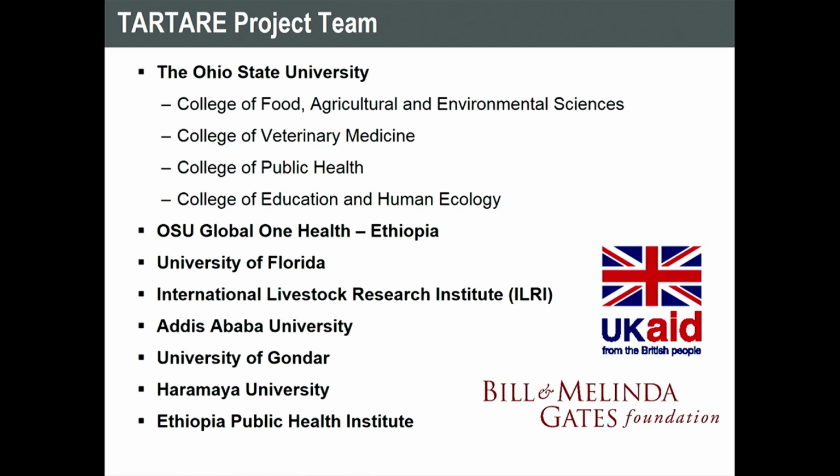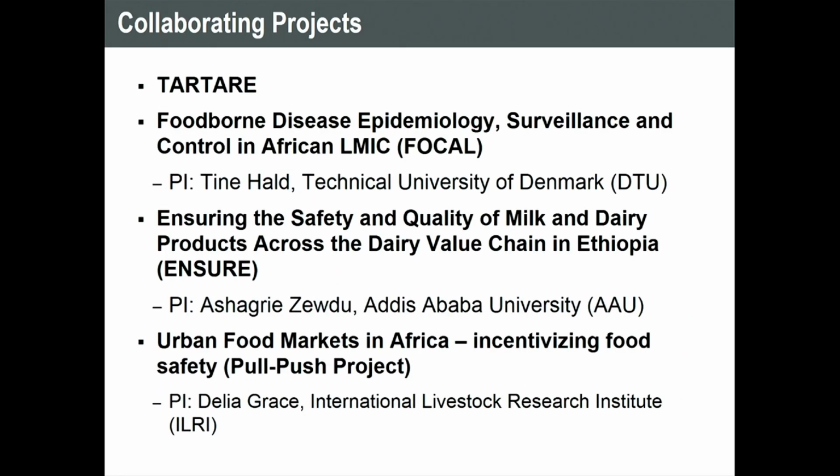So with that, this is the team from Ohio State. OSU has a Global One Health office in Ethiopia, University of Florida, ILRI, and then several universities in Ethiopia. We are funded by the Bill and Melinda Gates Foundation and the United Kingdom Department for International Development. I would like to mention that under this Gates and DFID call, six projects were funded globally. 4 of them are being conducted in Ethiopia. And these are the 4 projects.